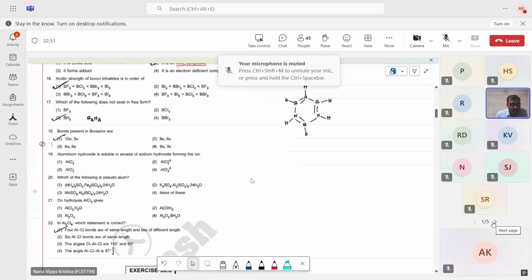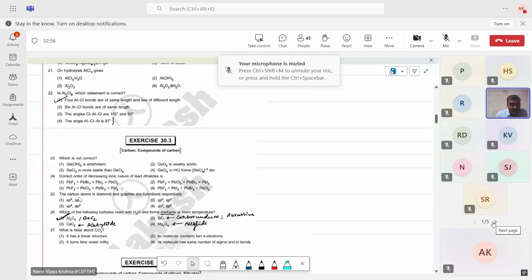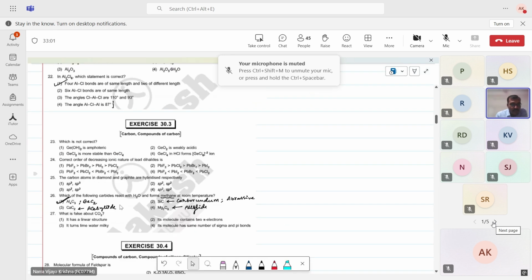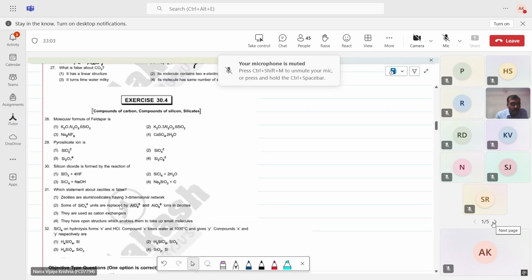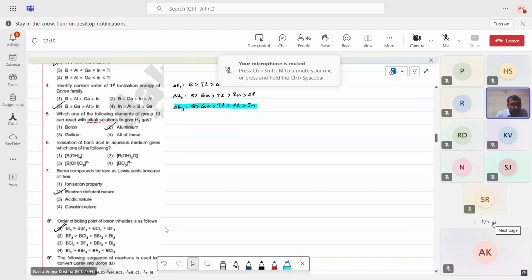Next. This part we have not yet done. This is also not done. This is also the fourth group. This one, question number 6. Ionization of boric acid in aqueous medium gives which one of the following products? Sir, option 1, sir. First option, yes, sir.